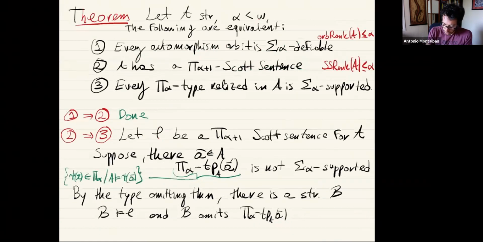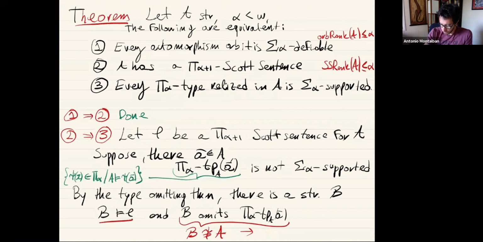But then if it omits the type, then B cannot be isomorphic to A, because this is a type of A. So this is a tuple in A that satisfies all the formulas in the type. But there is no tuple in B that satisfies all the formulas in the type. So they cannot be isomorphic. Right? But B satisfies this, so this contradicts.